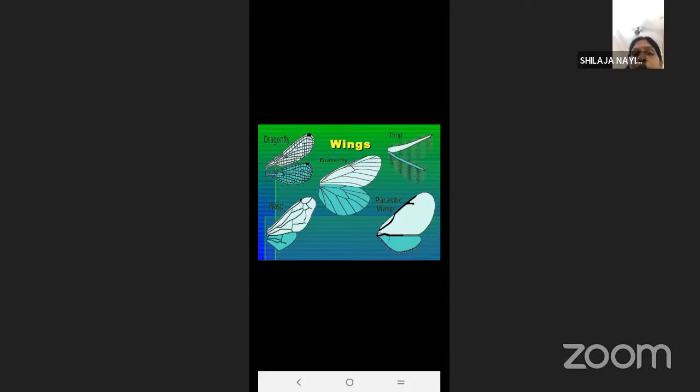Okay, whatever I'm showing in the picture, the outer margin is there, no? The outer margin is called the costa. Inside, whatever lines we will draw next to the costa, the radius and those, are called subcosta. Means outer, like this, we will draw one line, that is called costa.